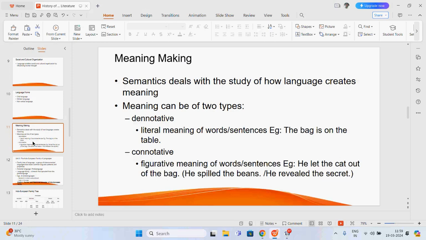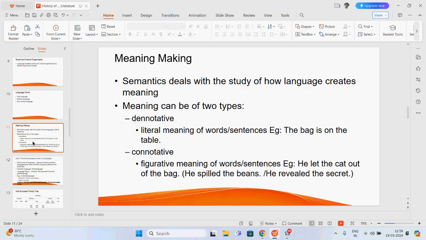He let the cat out of the bag. Now this sentence can have two meanings. There was a cat that was actually in a bag. Somebody put a cat inside a bag. That could be one meaning. If that is the meaning, then it is the denotative meaning, the literal meaning.